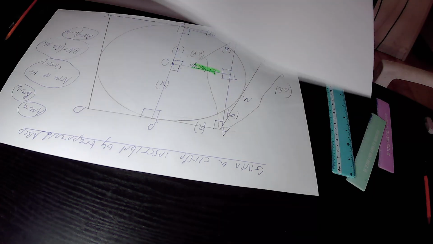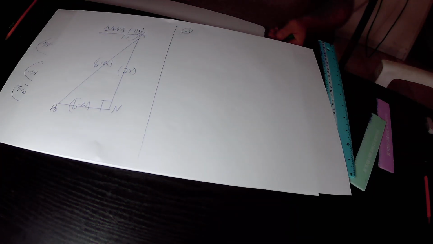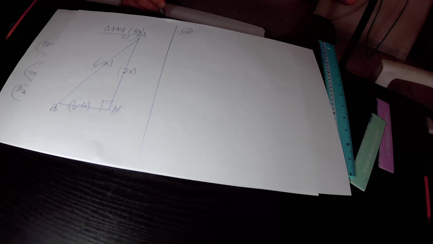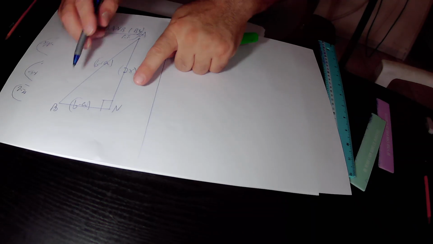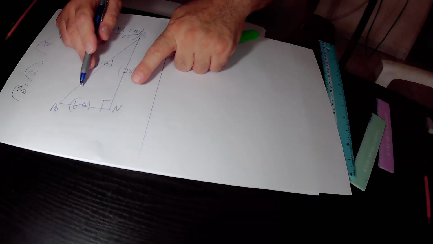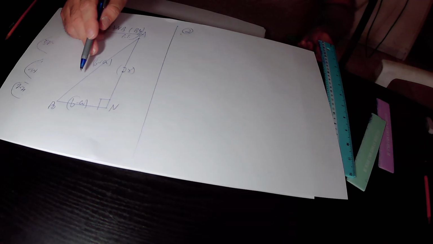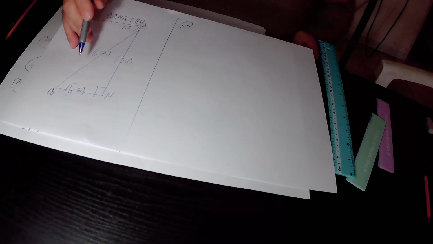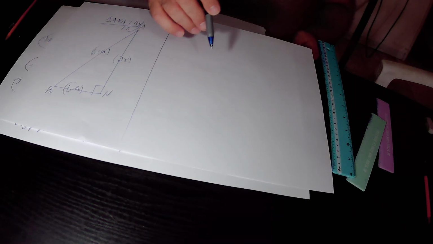Okay, this is the right triangle ABN that I copied from the original drawing. In this right triangle, the hypotenuse AB equals B plus A units in length, AN equals 2X units, and side BN equals B minus A units in length. According to the Pythagoras theorem, in this right triangle ABN, the square of the hypotenuse, AB squared, is equal to AN squared plus BN squared.